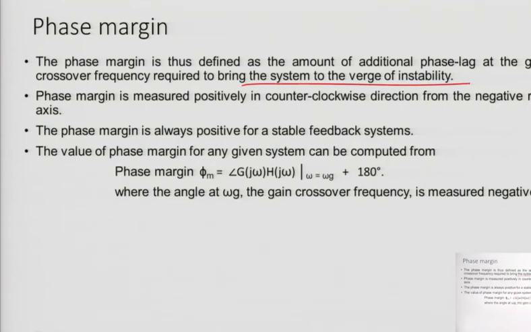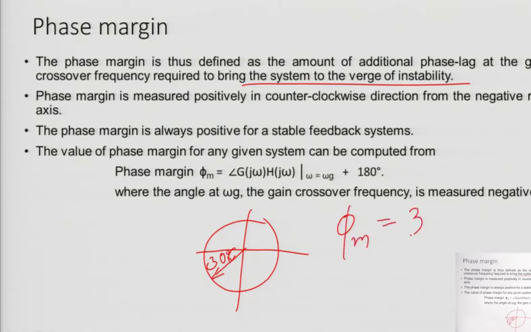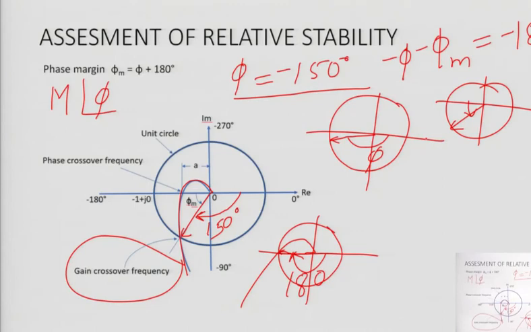Phase margin is measured positively in the counterclockwise direction, as mentioned here also. If this value is 30 degrees, that means phi m is 30 degrees here, because we are measuring from here to here. The phase margin is always positive for a stable feedback system. So, that is what we have mentioned here. The phase margin is maximum till minus 180 degrees.